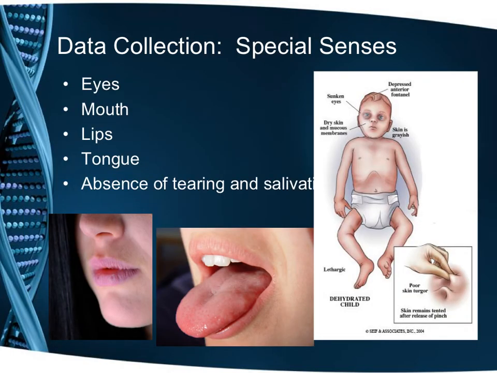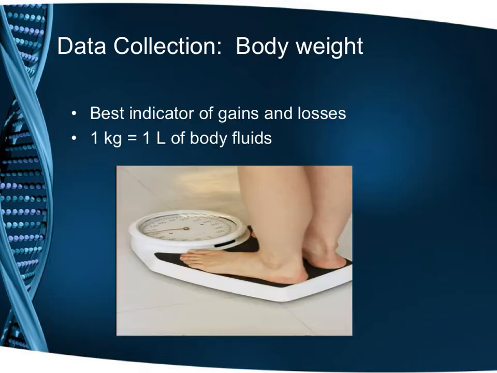The eyes, mouth, lips, and tongue are also key indicators of fluid volume imbalances. The absence of tearing and salivation in a child is a sign of fluid volume deficit. In adults, furrowing and dry, sticky mucous membranes can be signs of fluid volume deficit. The lips may be dry and cracked. Accurate body weight measurement is a better indicator of fluid gains or losses than intake and output records. A loss or gain of 1 kilogram or 2.2 pounds reflects a loss or gain of 1 liter of fluids.